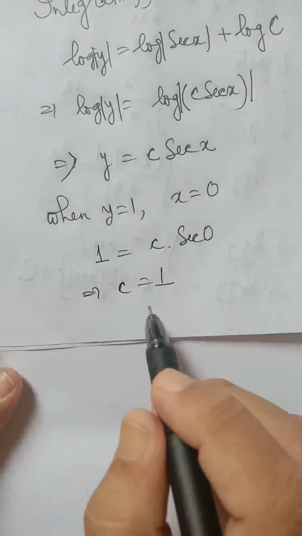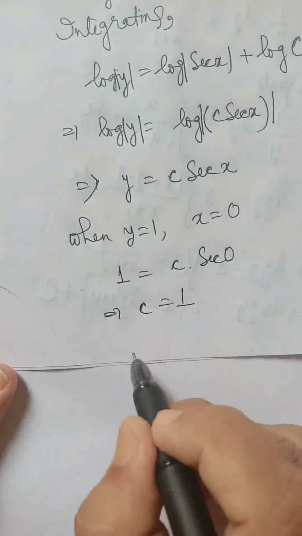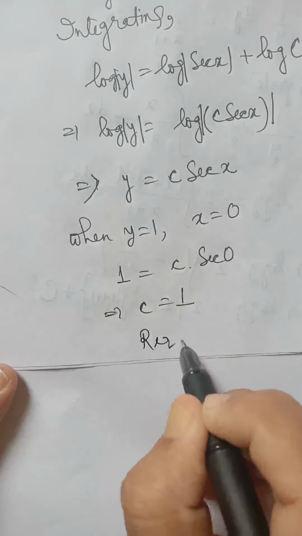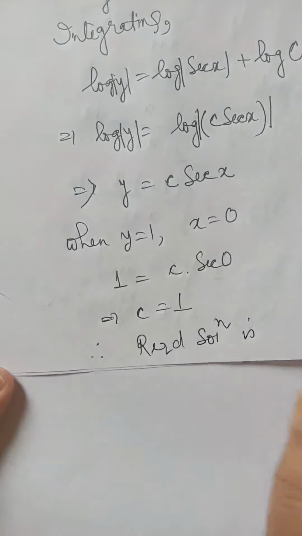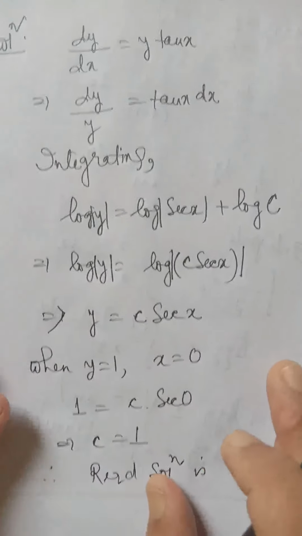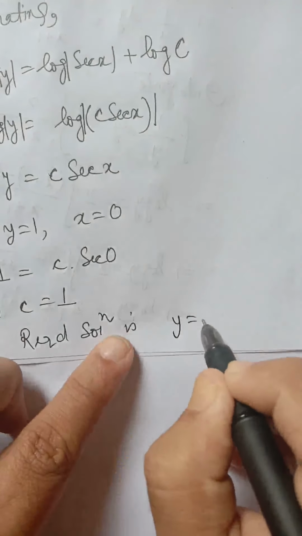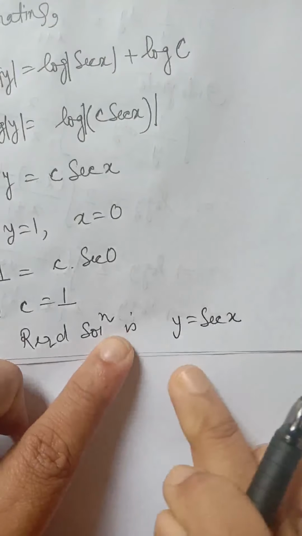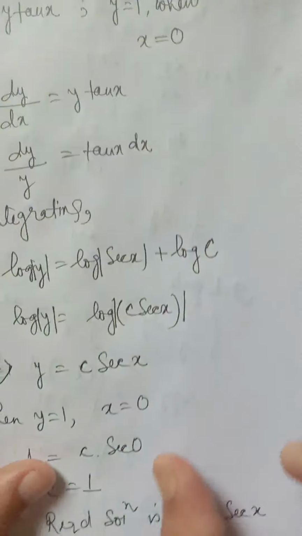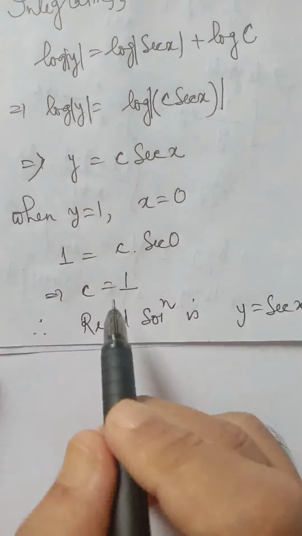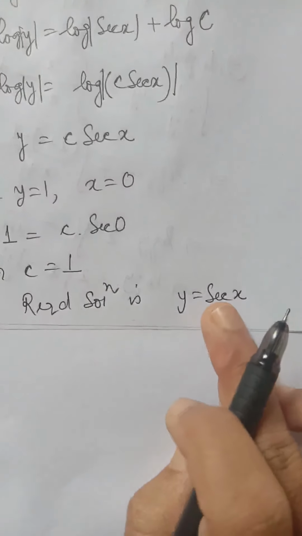Now as we got a particular value of c equal to 1, we have to write the required solution. So we'll put c equal to 1 here, so it will be y equal to sec x. This is called particular solution. By using this condition, we calculated a particular value of c, and so this is called particular solution.